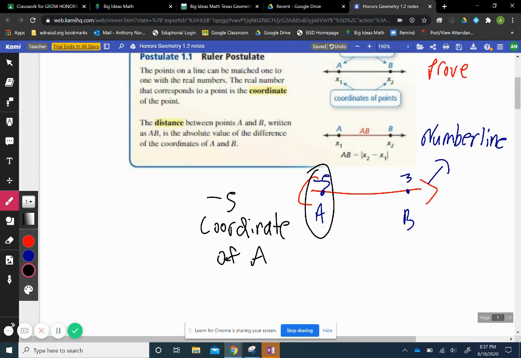Now for the juicier part: the distance between points A and B, written capital AB. Notice there's no line above this. This is the same way that the distance formula is written, with the absolute value. Absolute value has 2 bars. Those are the absolute value bars. All that simply means is whatever number you put in there turns non-negative.